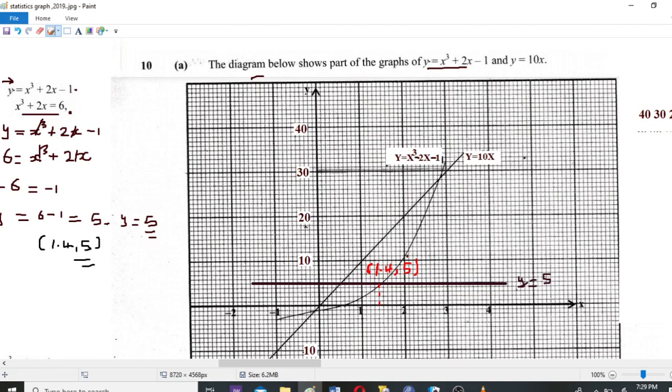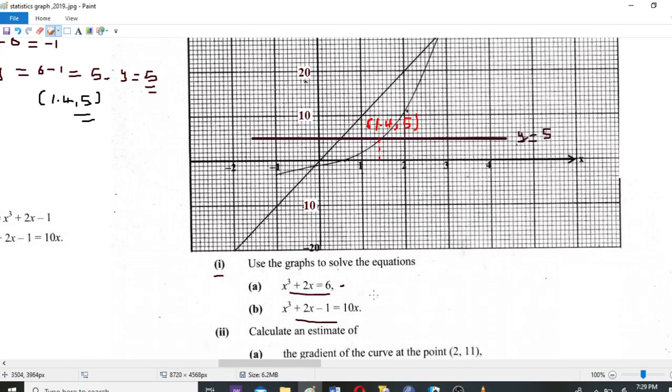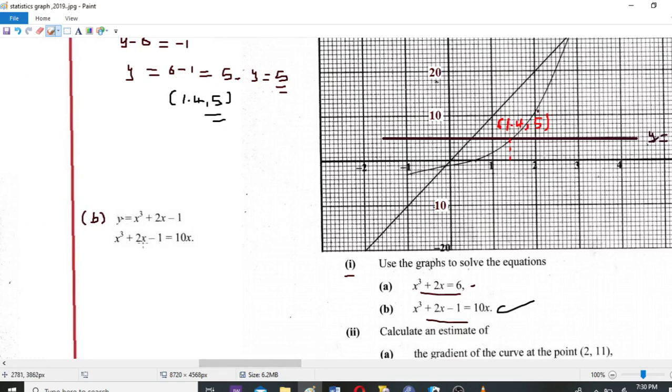We can solve the second one, right? Again, we want to use our graph to solve the second one, that is this one. I've already arranged that one. It is right here. If you want, you can rearrange this. When you rearrange, you're going to have y is equal to x cubed plus 2x minus 1.